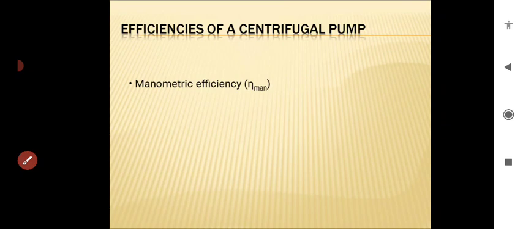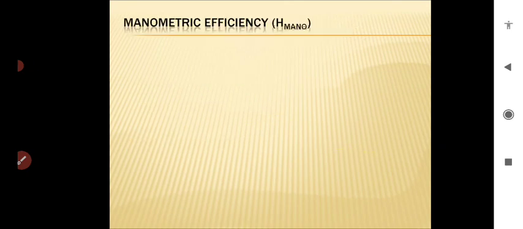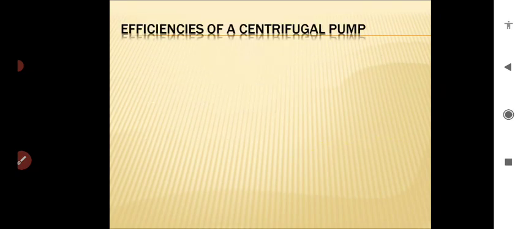And now the efficiencies of a centrifugal pump. There are three types of efficiencies. The first one is the manometric efficiency, the second one is the mechanical efficiency, and the third one is the overall efficiency. Before going to discuss these efficiencies, you have observed here a diagram. I will show it here.